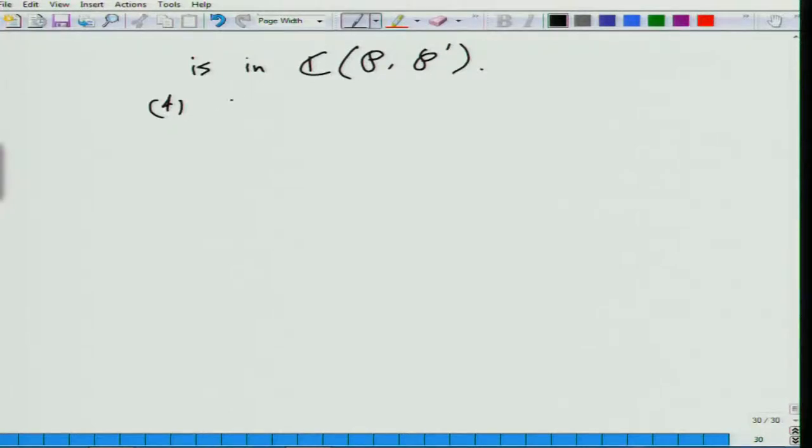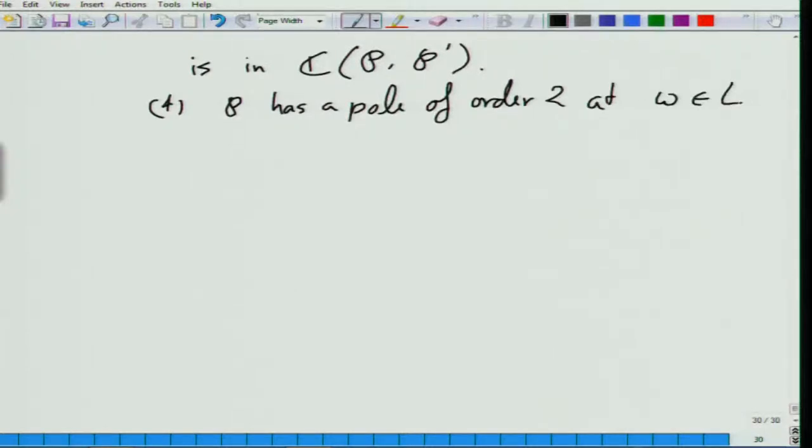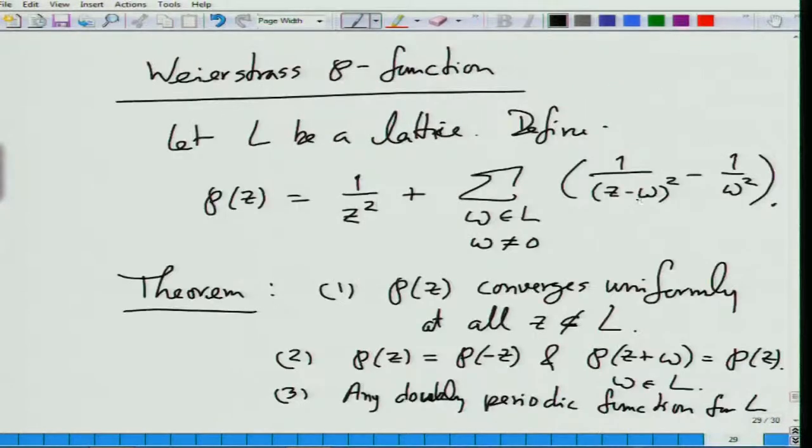And of course, rho has a pole of order 2 at every point in the lattice. That is also fairly obvious, just look at this definition. Any point in the lattice, there is a pole of order 2.